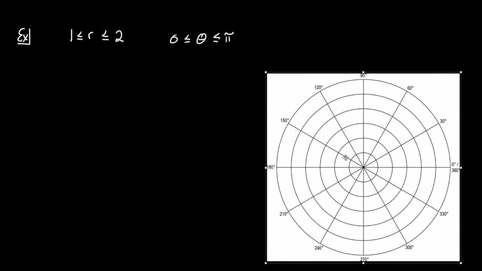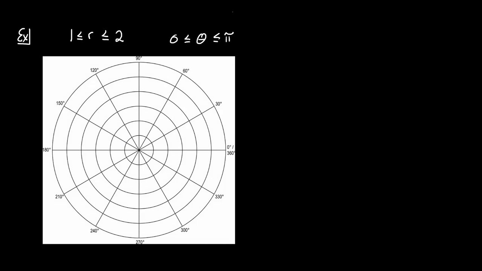Let's say, for example, we want to look at the potential curve of 1 less than or equal to r, which is less than or equal to 2, and we want to describe this from 0 less than or equal to theta, which is less than or equal to pi. So let's see what's going on here. We have two constraints in this circumstance. 1 is less than r, which is less than 2, so we're working between this value of 1 and this value of 2. And here we have the restriction between 0 and pi. 0 is right here, and pi is all the way out here.